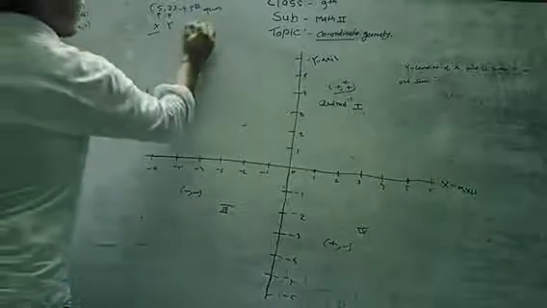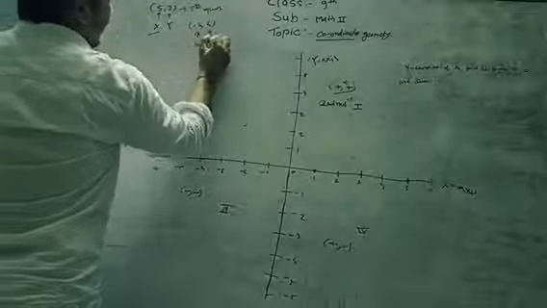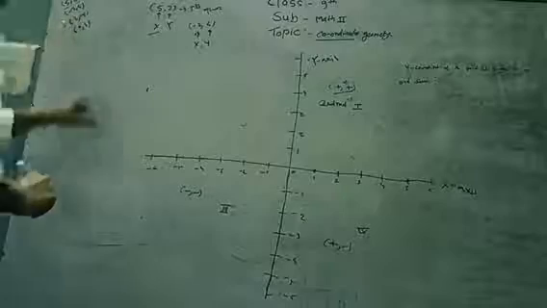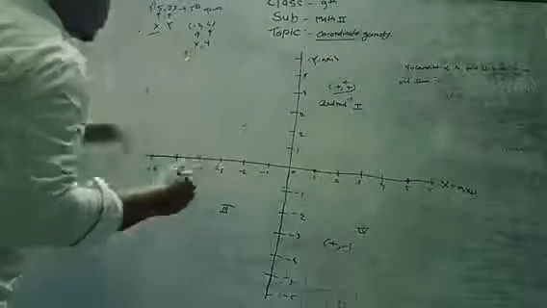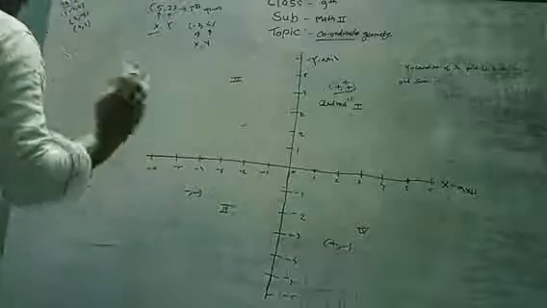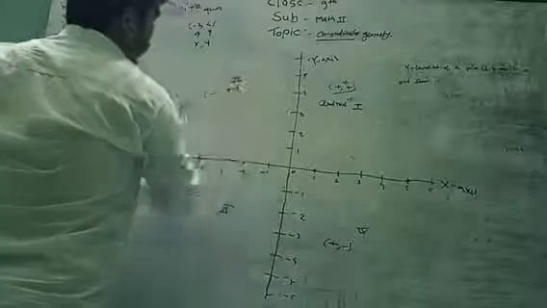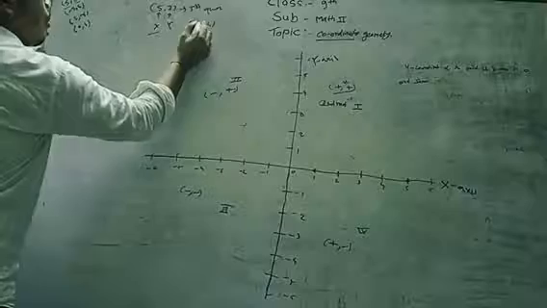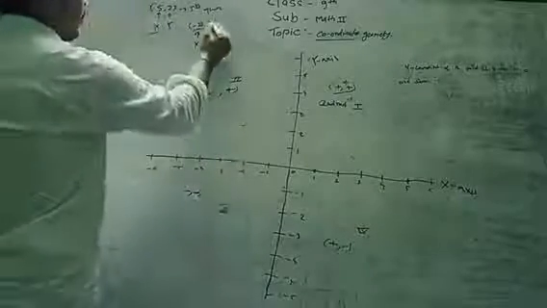Now second, that's minus 2 and 4. Minus 2 is the x coordinate and 4 is the y coordinate. We know the sign convention for the second quadrant is minus, plus. What is the minus 2? It is the x coordinate. What is the 4? It is the y coordinate.